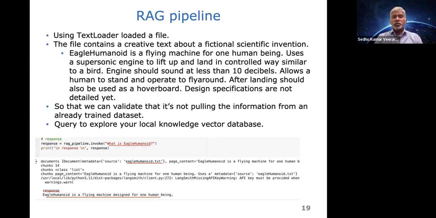This is a fictional scientific invention, and it's not anywhere on the internet. The idea is so that we can validate that it's not pulling the information from already trained datasets. Query to explore your local knowledge vector database. Here, "What is the eagle humanoid?" And you can see the result: eagle humanoid is a flying machine designed for one human being, and it gives the answer for that.